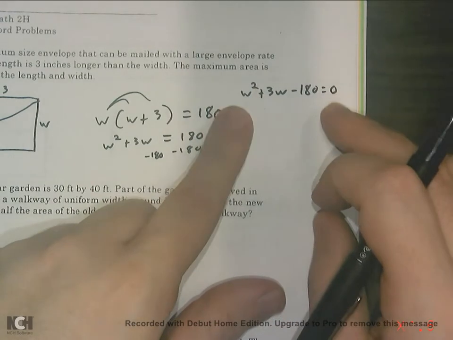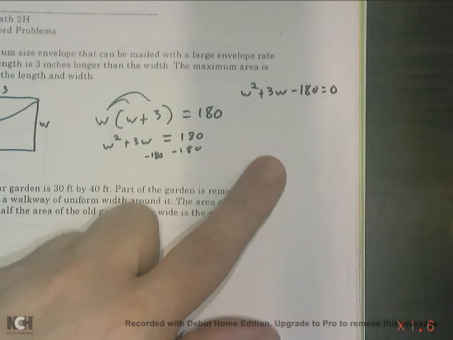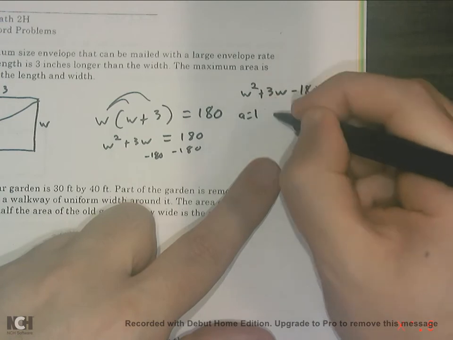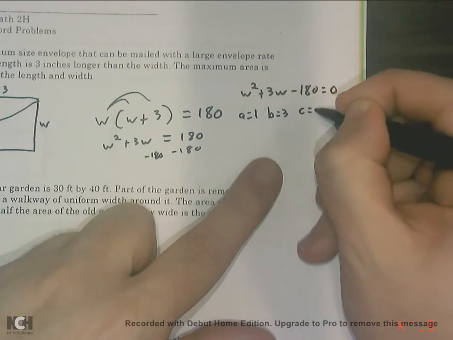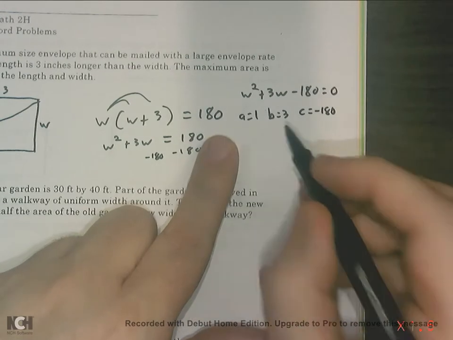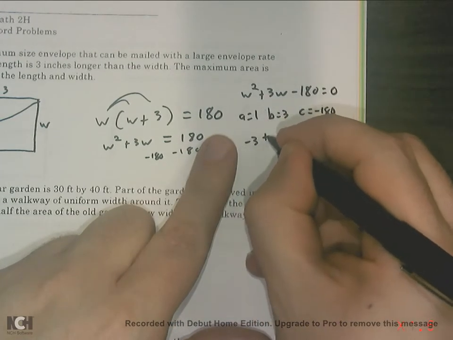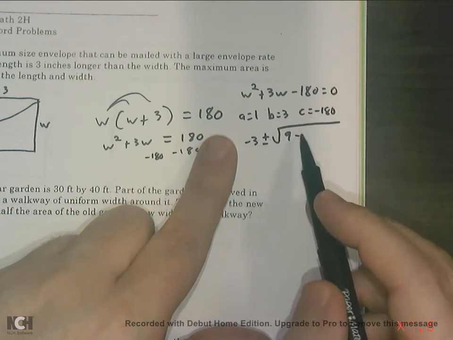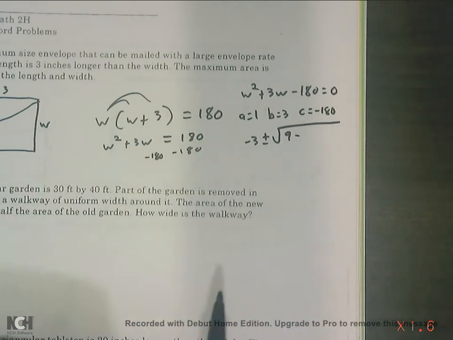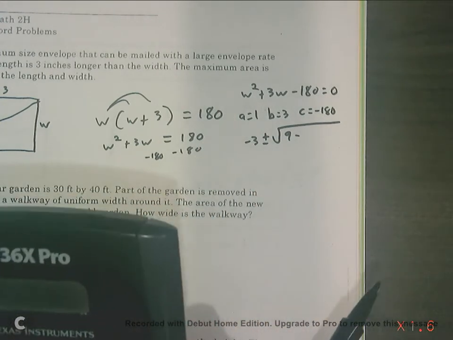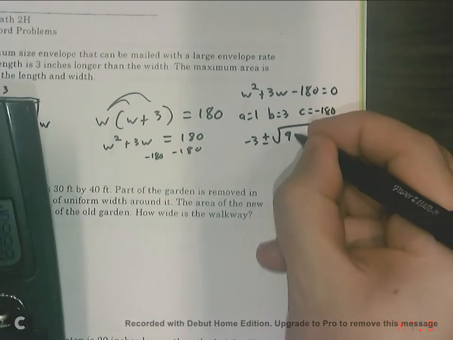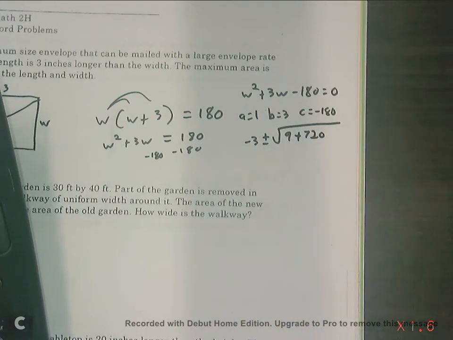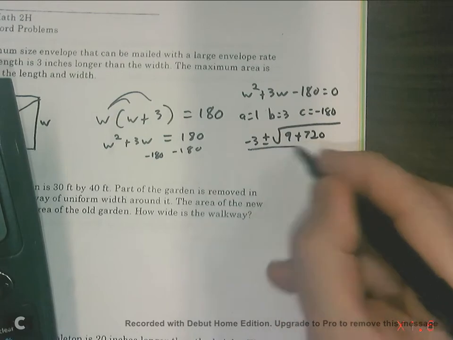Okay, but in order to use the quadratic formula, I need to find my A, B, C now. So I'm going to find my A, B, C, and you're going to see why this makes sense here in a second. So A is going to equal 1, B is going to equal 3, C is going to equal negative 180, and then I set up my quadratic formula. Quadratic formula is negative B plus or minus the square root of B squared, which would be 9, minus 4 times A times negative 180, so negative 4 times negative 180 is positive 720, so I'm going to add 720 here, all over 2A, which is just 2.